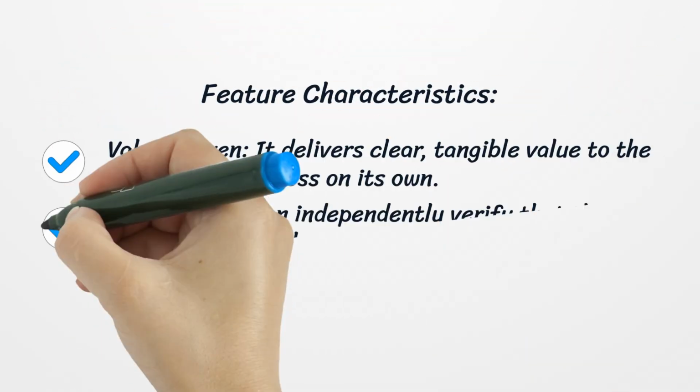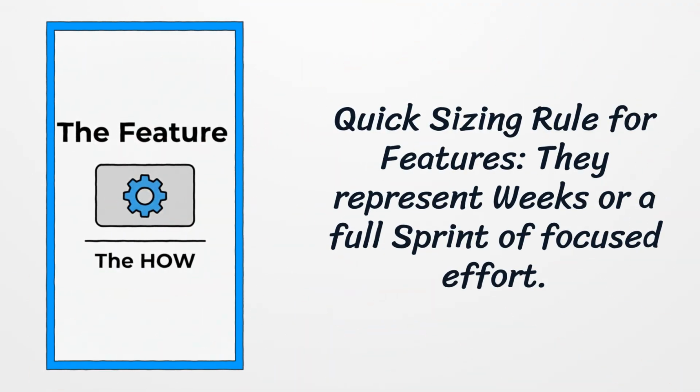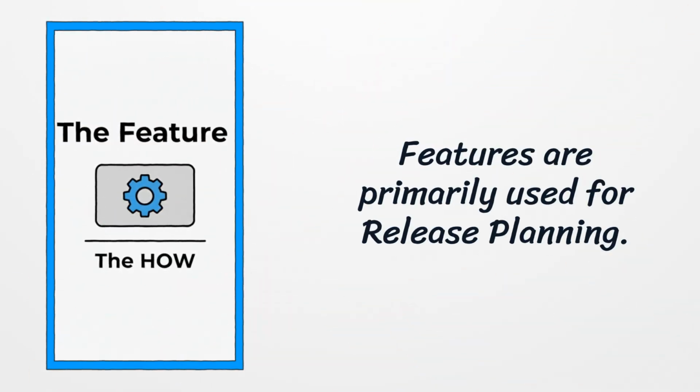Feature characteristics. Value-driven: it delivers clear, tangible value to the user or the business on its own. Testable: you can independently verify that the functionality works. Shippable, in theory: defined and complete enough that it could theoretically be shipped. Feature examples for the SSO epic would be SAML 2.0 integration with CRM, provisioning and deprovisioning users via SCIM, etc. Quick sizing rule for features: they represent weeks or a full sprint of focused effort. Features are primarily used for release planning.